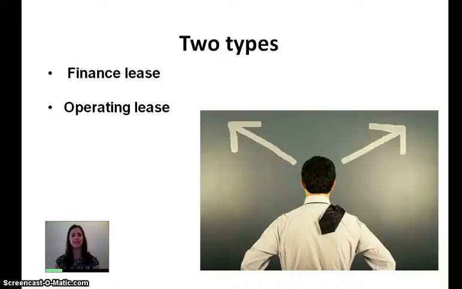So under IAS 17, there's two different categories that a lease can fall into. You have your finance lease and your operating lease. And whenever you're in the exam, you need to try and determine from the information that you're given whether or not this contractual arrangement falls into the finance lease category or the operating lease category. And there's two different types of accounting treatments for these two different categories.